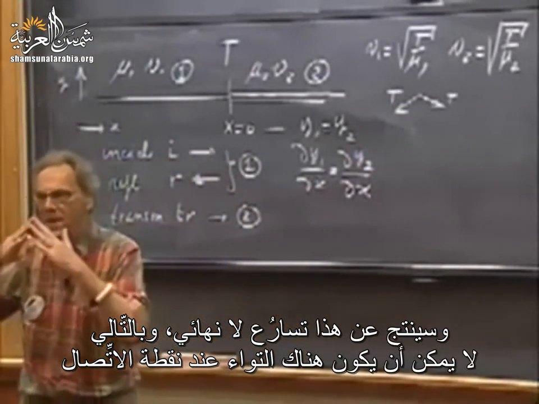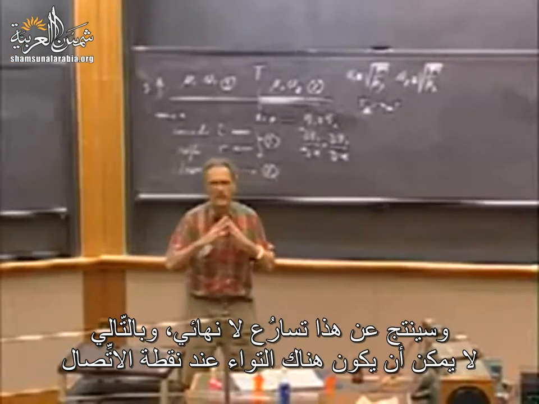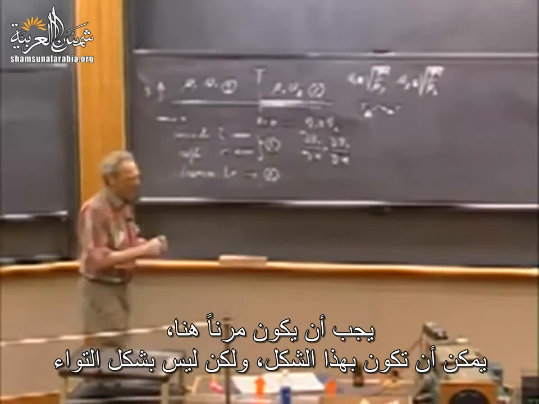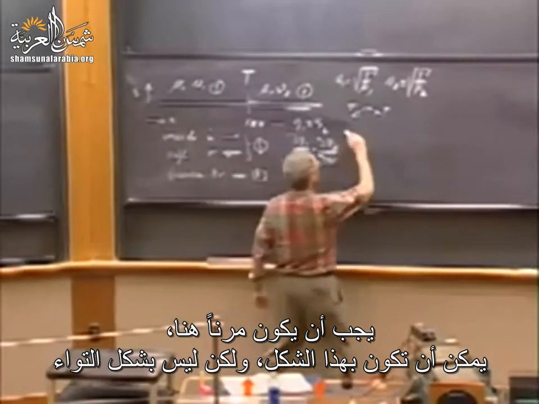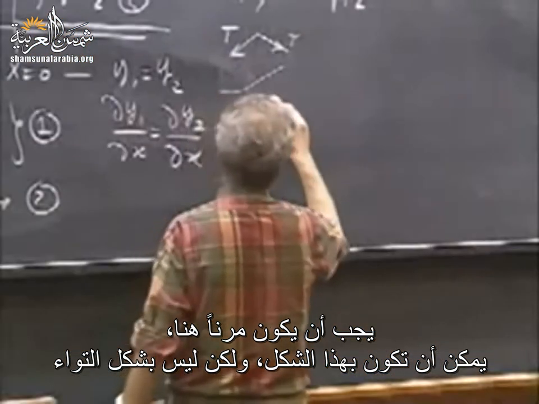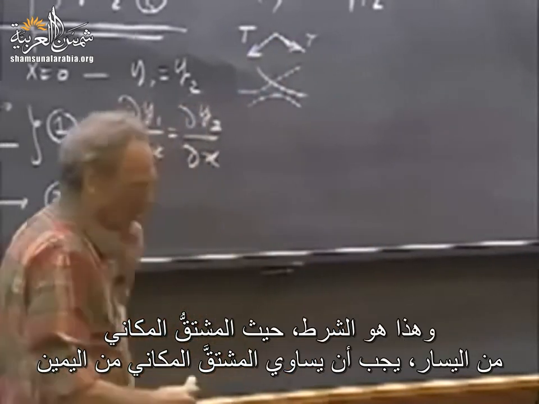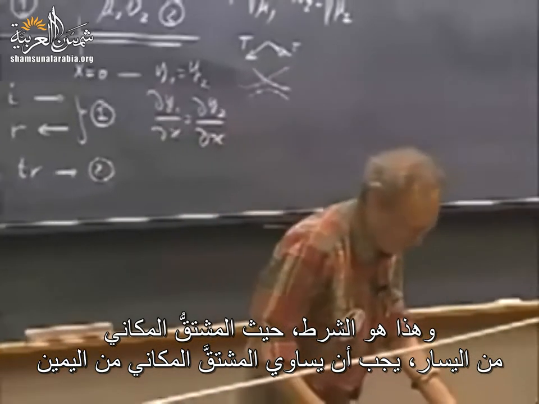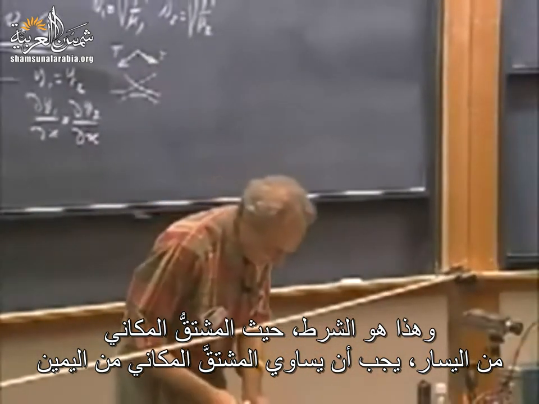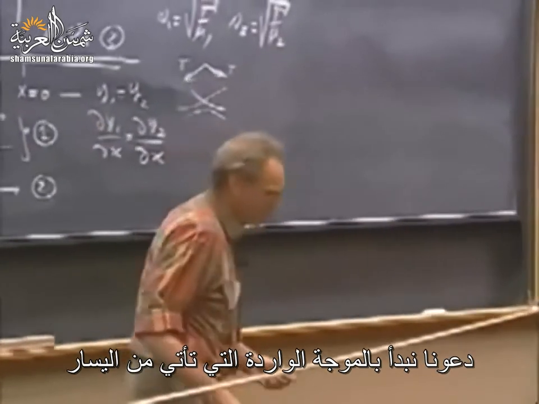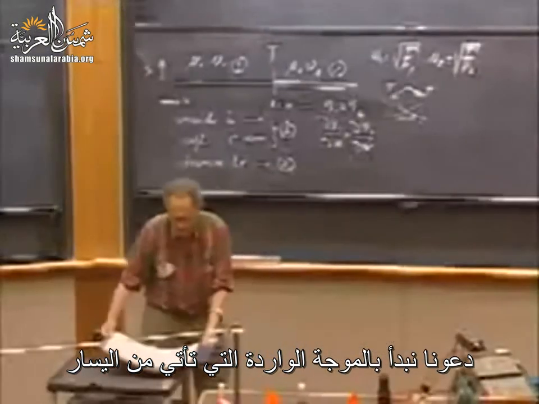So you can never have a kink in a string, not even when it is connected like this with another string. So it must be something that is always fluent here. Or it could be like that, or it could be like that, but it cannot be like this. And so that's then the condition that the derivative, the spatial derivative from the left must be the same as on the right side. So let us start with an incident wave.